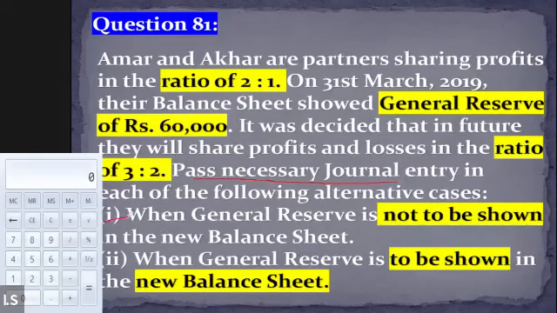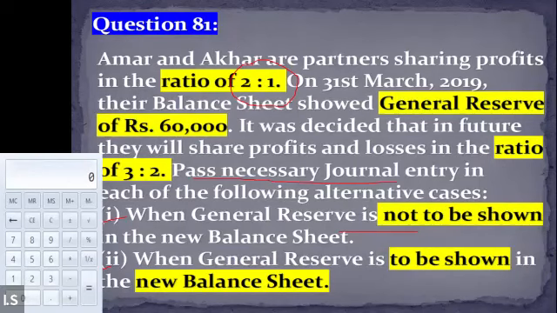Number one, when general reserve is not to be shown in the new balance sheet, that simply means we are free to distribute it among the partners in the old profit sharing ratio, which is 2:1. And the second case requires us to show it in the new balance sheet. That means partners want to keep the reserve in the future as well. I hope the question is clear to all of you now. Guys, is it clear? Yes, sir. Anybody needs any explanation? Okay, so let me show you how this will be done.